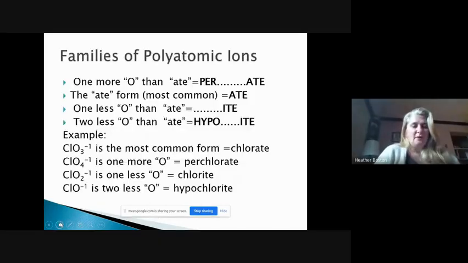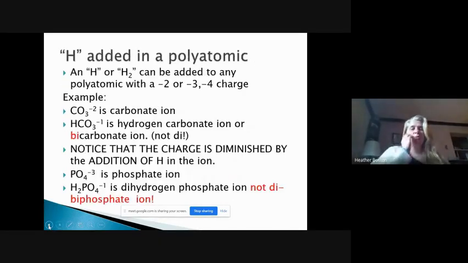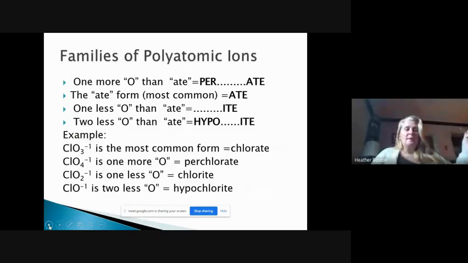So here's how the patterns work. One more than the ATE version is per-ate, one less is ite, two less is hypo-ite. So there's a pattern to all of these.